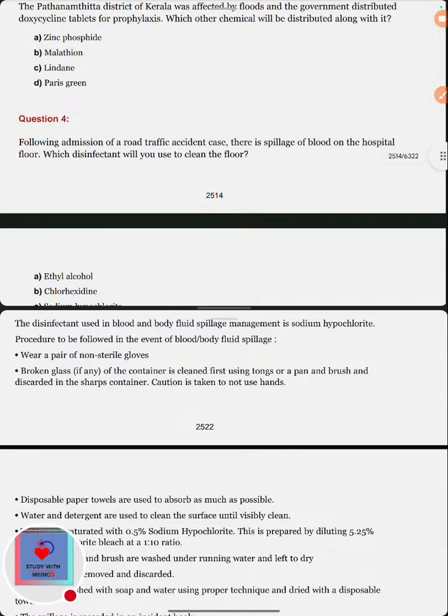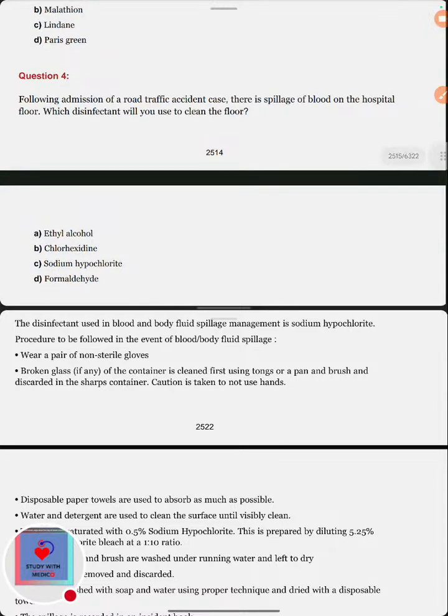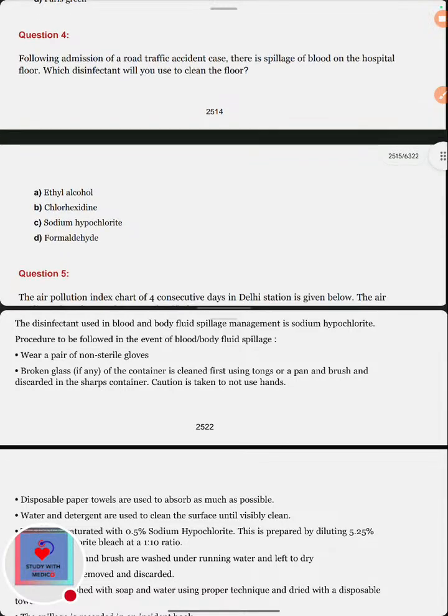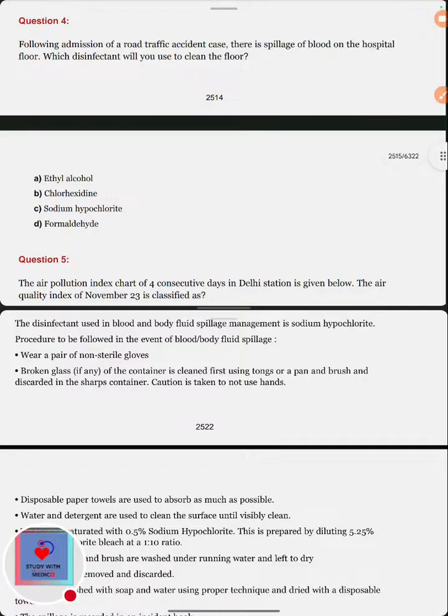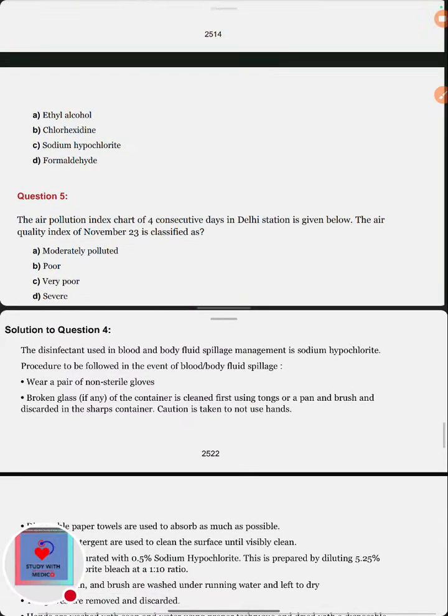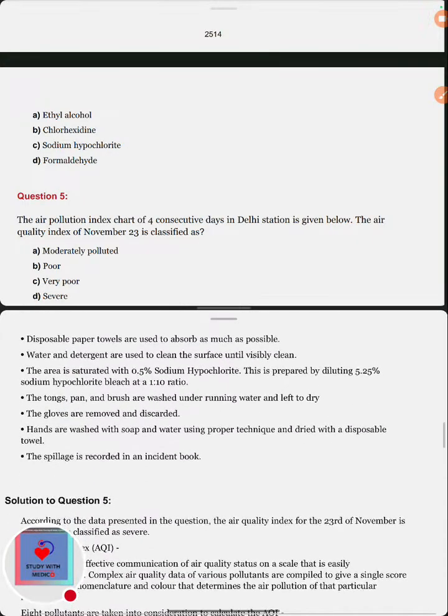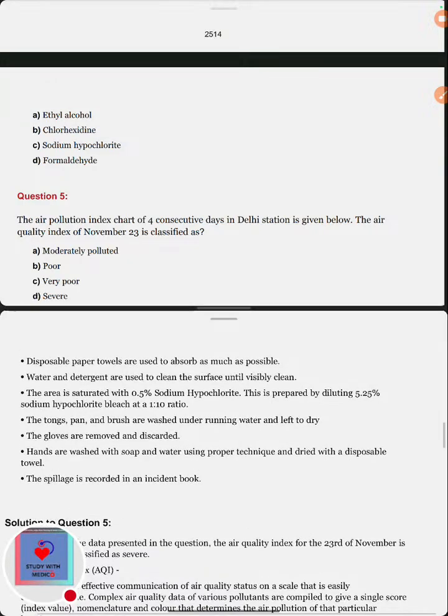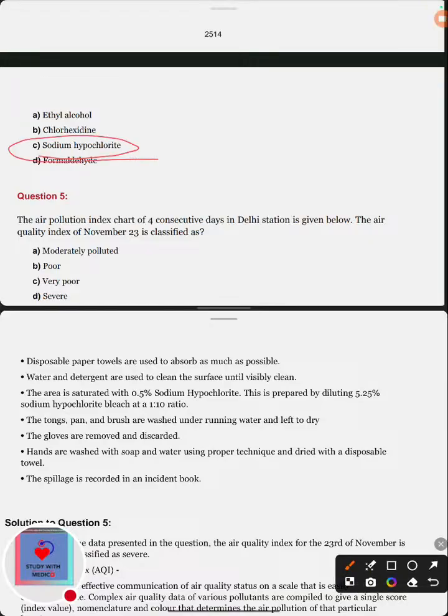Following admission of a road traffic accident case, there is spillage of blood on the hospital floor. Which disinfectant will you use to clean the floor? A strong disinfectant should be used. What is that? You have to use sodium hypochlorite.